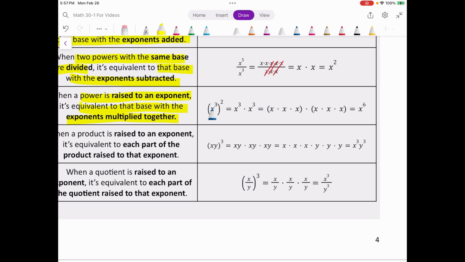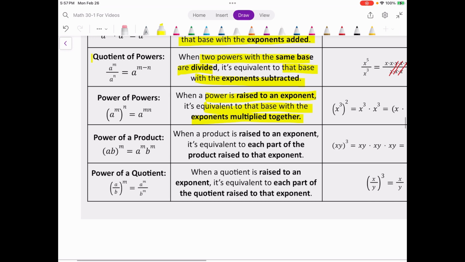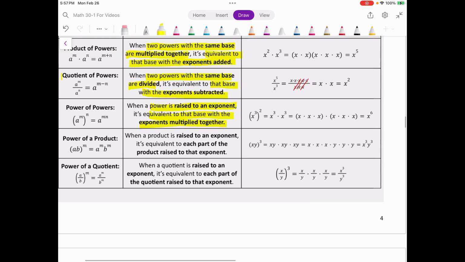But this is just saying x times x times x times itself, right? If there was a cubed there, it would be x times x times x times x times x times x times x times x times x. X cubed times itself 3 times in that case. 3 times 3 would be 9, which is what we just counted out, 9 multiplications of x.